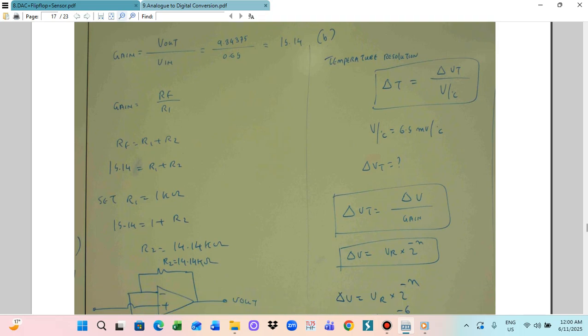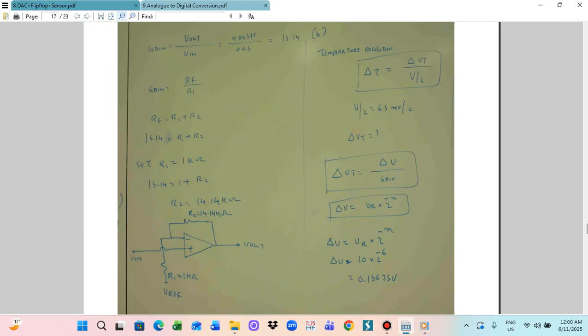You can select any value of R1, so we set R1 equal to 1 kilo ohm. Then you can calculate R2. If you put R1 as 1 kilo ohm, then RF will be 15.14 kilo ohm. So R2 you can calculate: R2 is equal to 14.14 kilo ohm. So with this ratio, you can put R1 equal to, say, 1 kilo ohm and R2 14.14 kilo ohm.